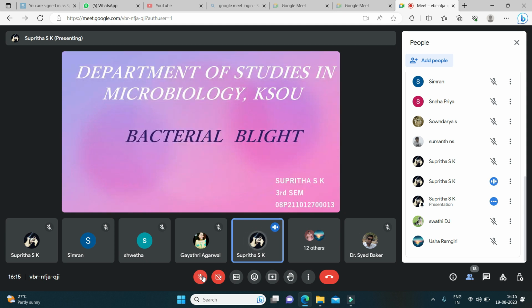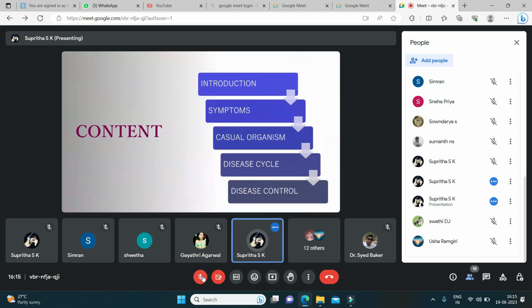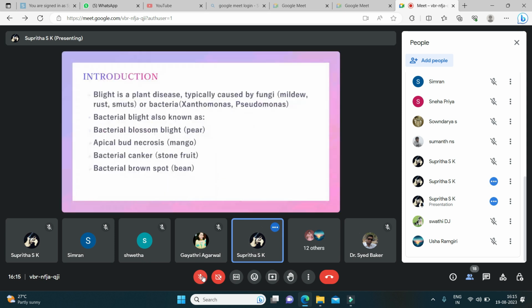Suprita. Today's topic is bacterial blight. In this topic, we are going to see what bacterial blight is, what the symptoms are, which organisms cause this particular disease, how the disease is caused, and how we can control it.